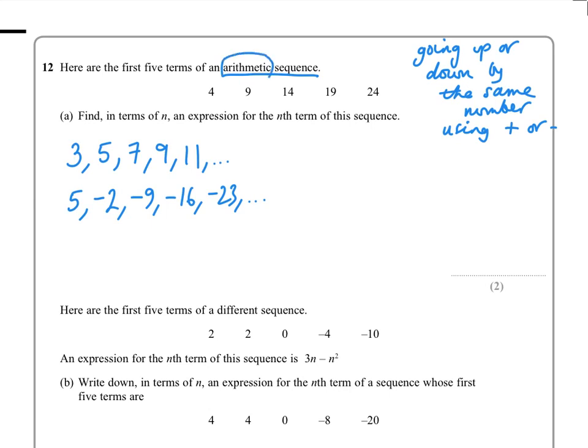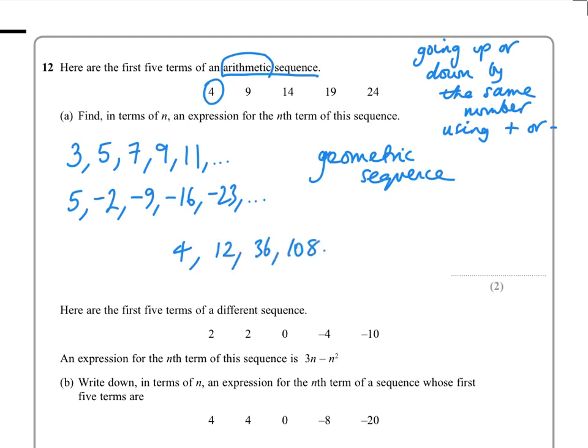There's another kind of sequence you can have, and that's called a geometric sequence. And that's one where you would start with, say, 4, and you might multiply by 3 each time. So 4 times 3 is 12, times 3 is 36, times 3 is 108, times 3 is 324, and so on. But that's not tested on GCSE. So arithmetic, just think of simple arithmetic, adding or taking.